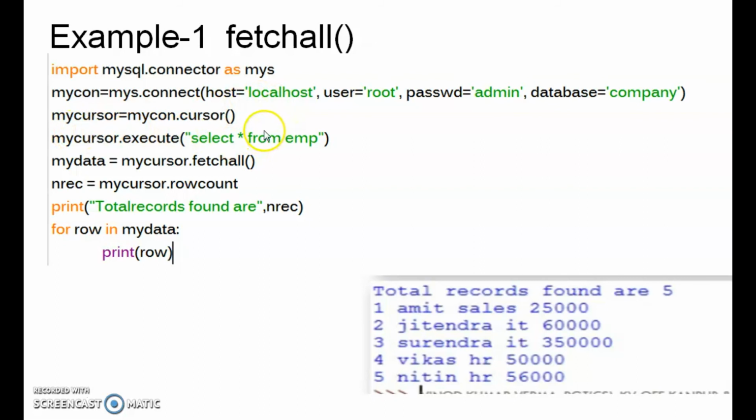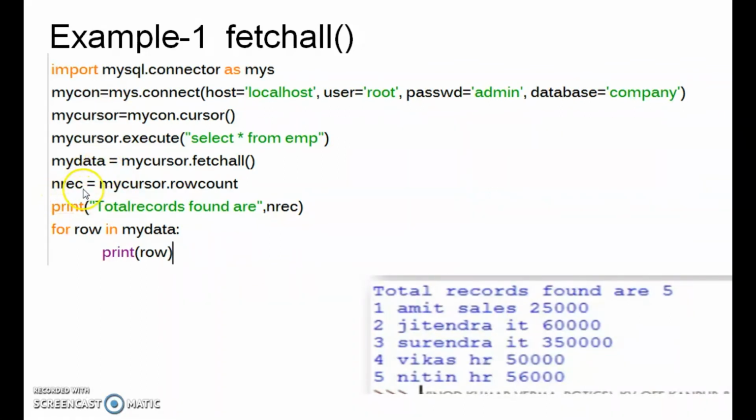Then here we set my cursor is equal to mycon.cursor. Then my cursor.execute, select star from EMP. Okay, this is our query. Then my data is equal to my cursor.fetchall. So here we fetch all the data that are stored in my data. Okay, this is the fetch object.